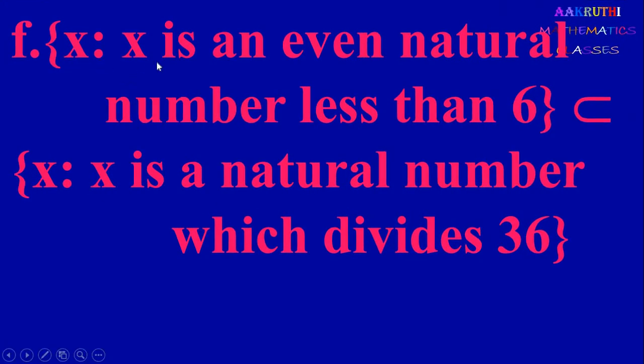Next one, set of all x such that x is an even natural number less than 6. It is a subset of set of all x such that x is a natural number which divides 36. Here we have to write even natural numbers less than 6, that is 2 and 4. Now here we have the set of all x natural numbers which divides 36. That is we have 1, 2, 3, many numbers are there. That is we have here 2 and 4. That 2 and 4 are present in this set also. Therefore this is a subset. It is true.